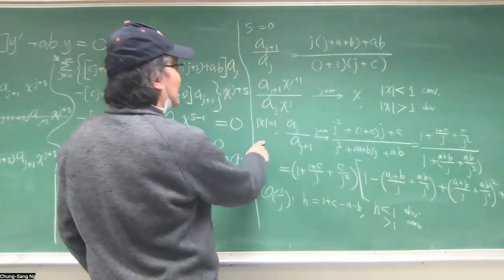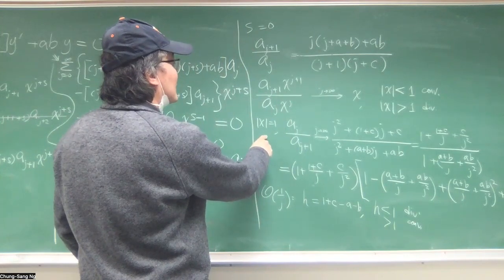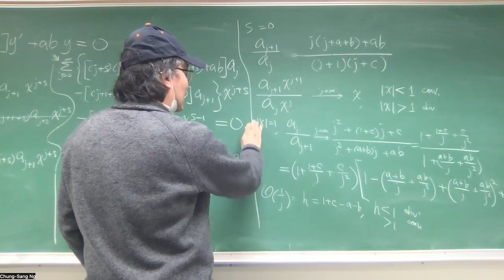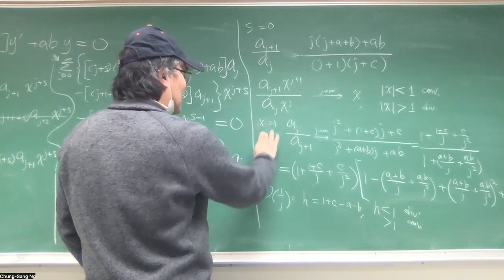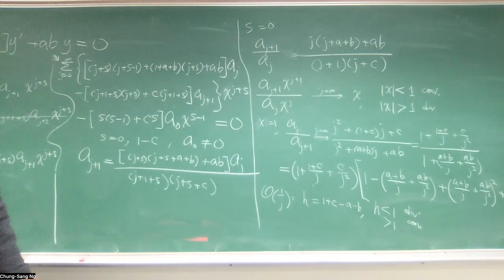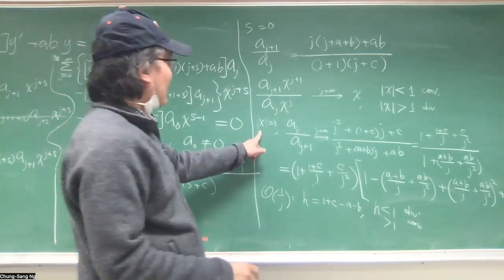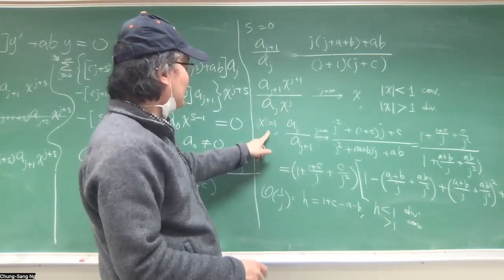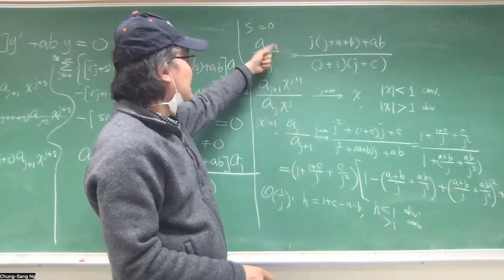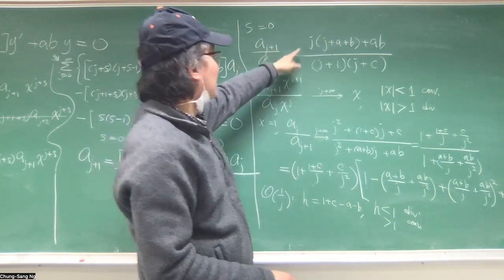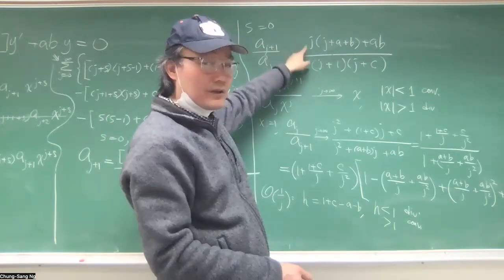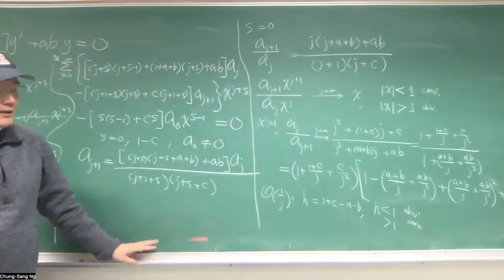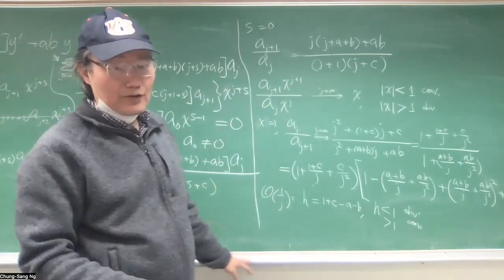And then I actually should separate the two cases. This is actually just for x equals 1. Because if x is negative 1, although the ratio is still 1, the sign alternates, because the leading order is j squared in both the numerator and denominator. This becomes an alternating series, so the condition for convergence is different.